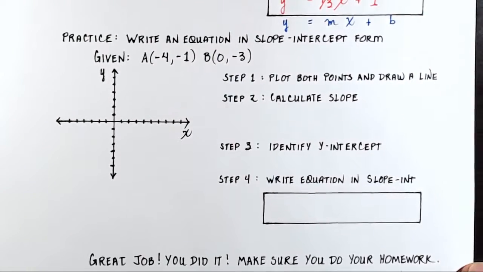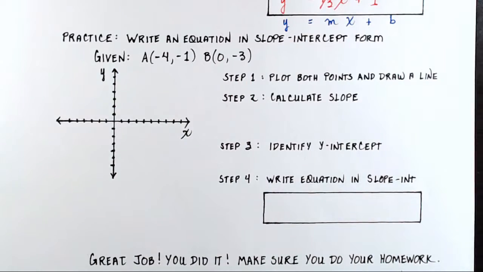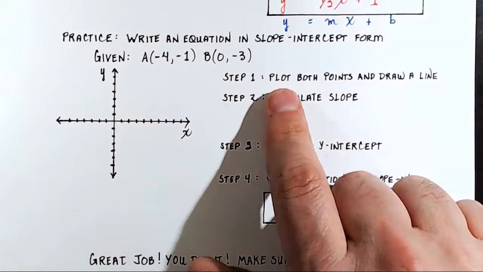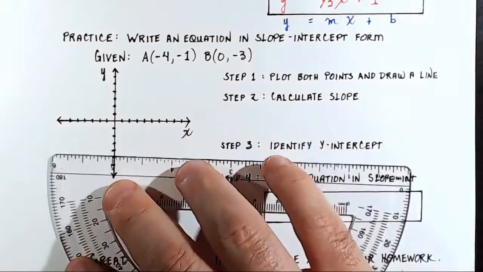Now, in this problem, you're just asked to do one more little step. You're asked to plot these points first. So write an equation in slope-intercept form given a blank graph and two coordinate pairs. So this is the first step. Plot both points and draw a line. Well, this is the fun part. We get to go in here and draw some stuff.